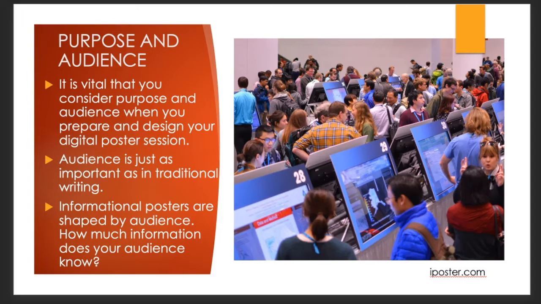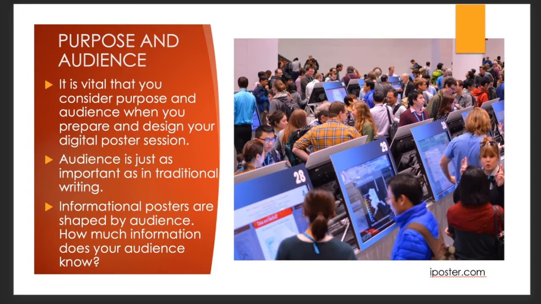Informational posters are shaped by audience, and something that you really need to consider is how much information your audience knows. Your digital poster session would dramatically vary if you are presenting to students at a university, or graduate students, or people in medical school, or nurses, or doctors, or a business that supports the hospital, or maybe a charity that makes donations to a hospital, or maybe the administration of the hospital. You can think of 100 different types of scenarios with different audiences.